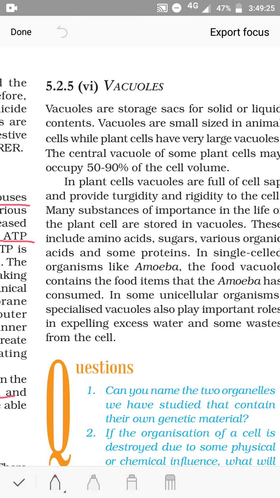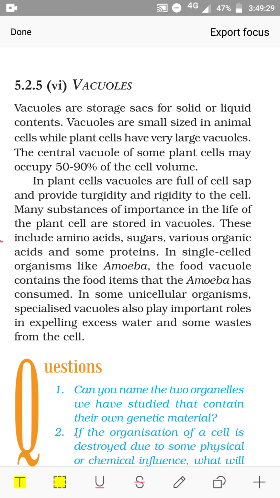Now next which we are going to discuss, vacuoles. Vacuoles are storage sacs for solid or liquid contents. So these are storage sacs, that is, it stores material.